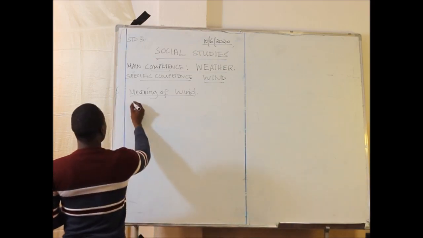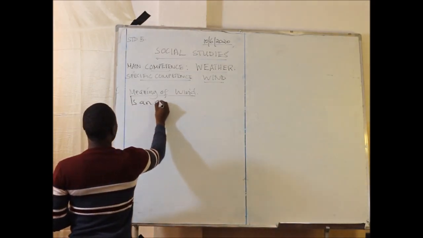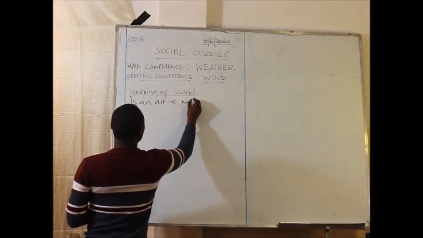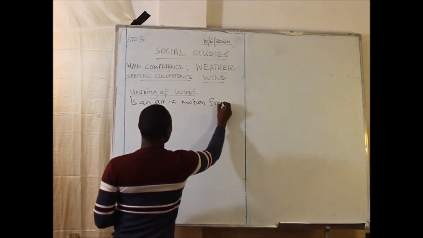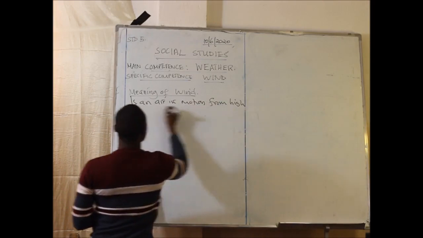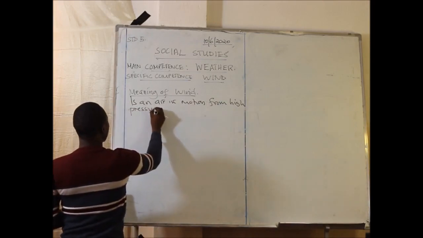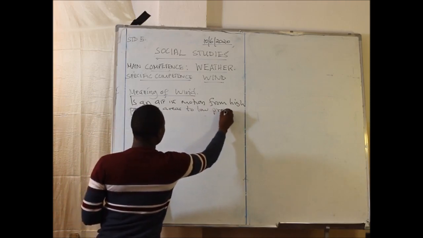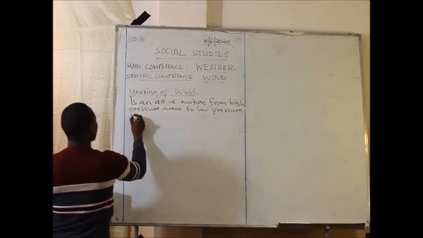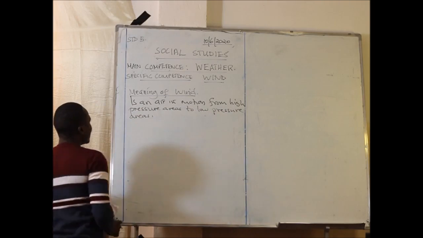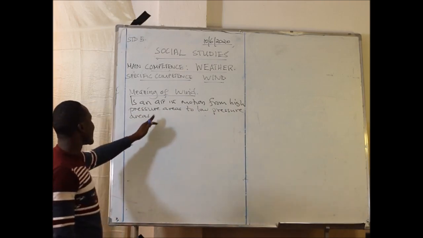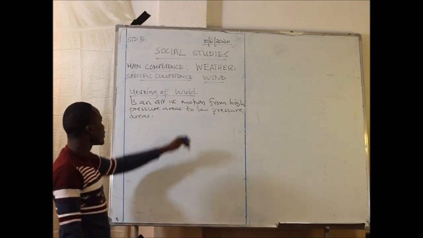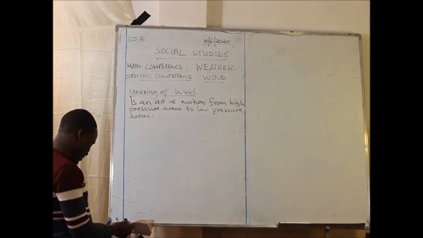So the meaning of the wind is an air in motion from high pressure areas to low pressure areas. That is the meaning of the wind. Is an air in motion from high pressure area to low pressure areas.